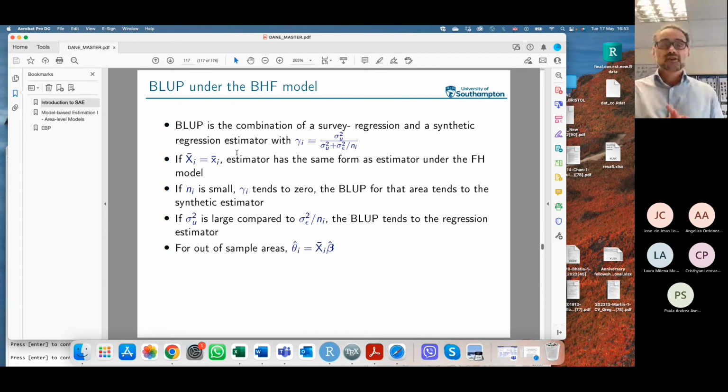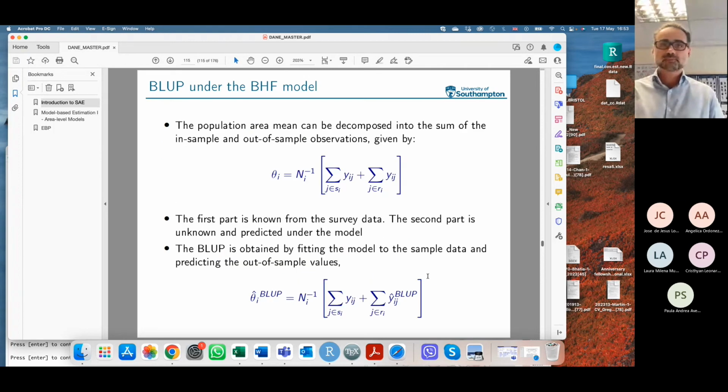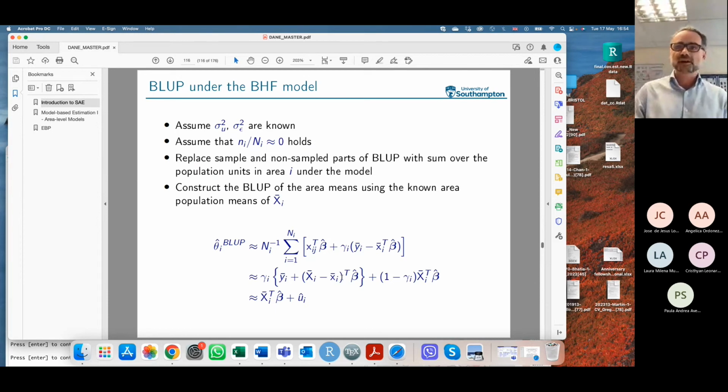Okay, if n_i is small, if your sample size in area i is small, then gamma_i will tend to zero, and the BLUP in this case will tend to the synthetic estimator. So if your sample size is very small, then you will give more weight to the second part, the synthetic estimator. Or if sigma squared u is large compared to the second part, which is sigma squared epsilon over n_i, then the BLUP will tend to give more weight to the regression estimator, so the first part here.